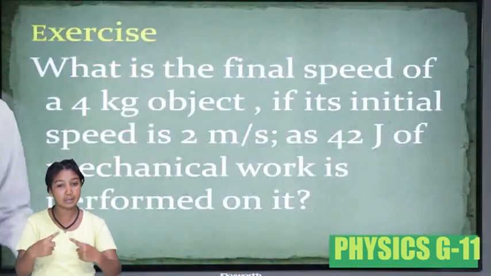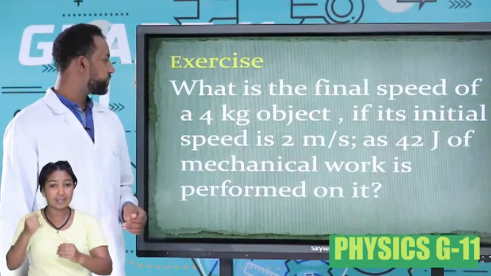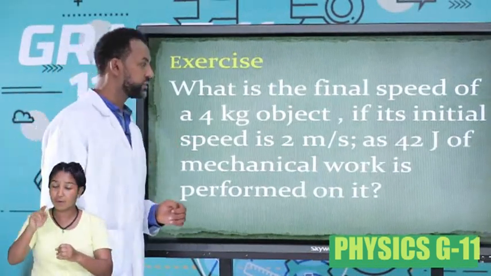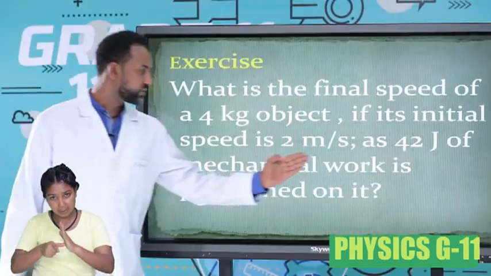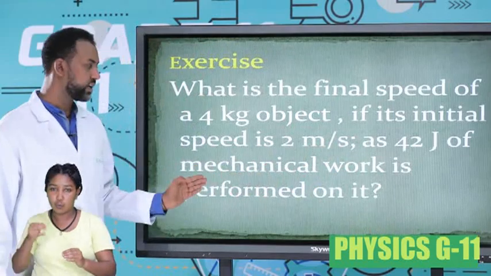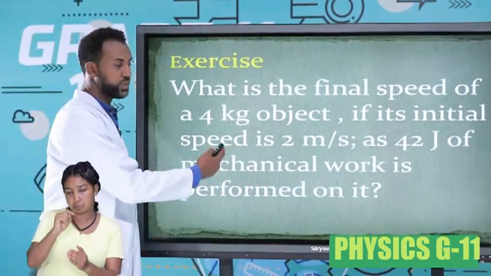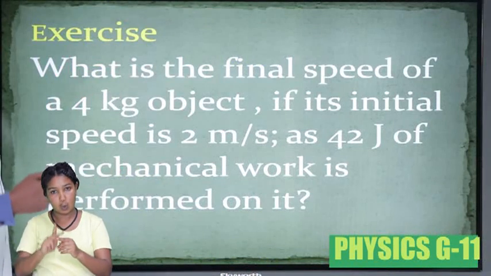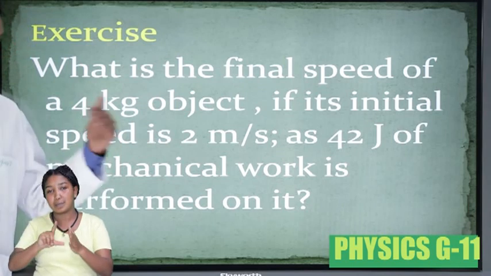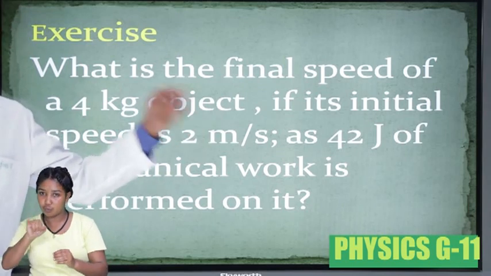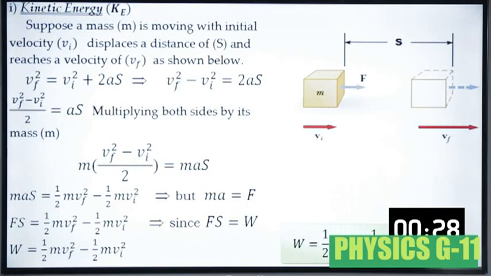So let's try an additional problem. What is the final speed of a 4 kilogram object if its initial speed is 2 meters per second as 42 joule of mechanical work is performed on it? Suppose you have a 4 kilogram object, initially its speed is 2 meters per second, and 42 joule of mechanical work is performed on it. So please try that.